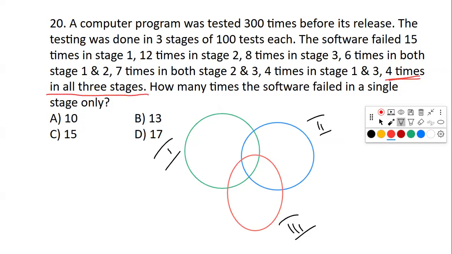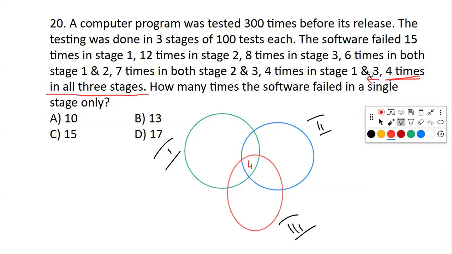4 times in all the 3 stages. Where do you want to put 4? Wherever that intersection of all the 3 is happening. Now come back, one by one you have to just come back.